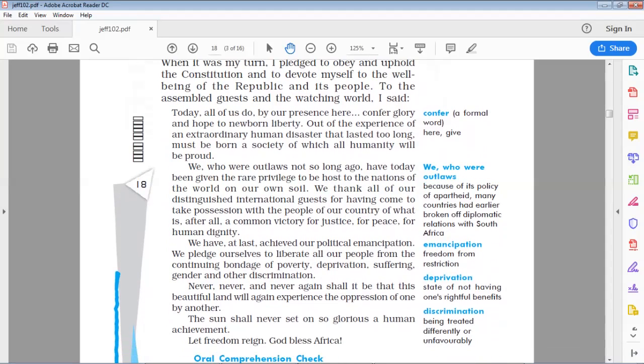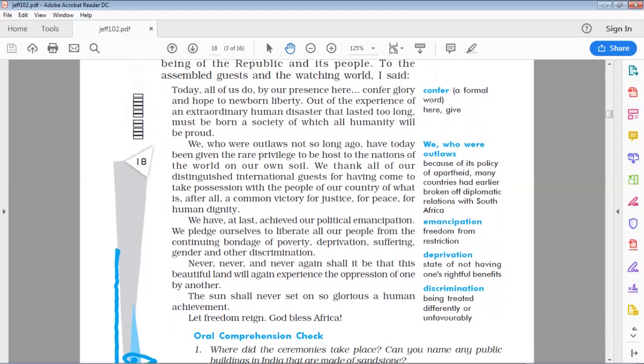Now, in the next paragraph, we have at last achieved our political emancipation. What is the meaning of emancipation? Freedom from restriction. So Mandela says that at last we have received our emancipation, means we are free from every type of restrictions. We are free from inequality. We are free from everything.